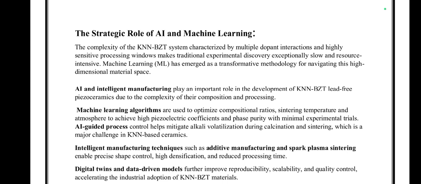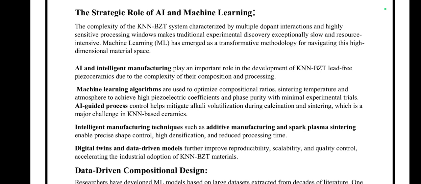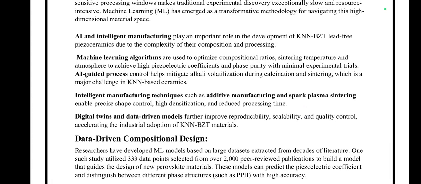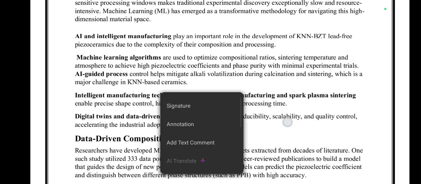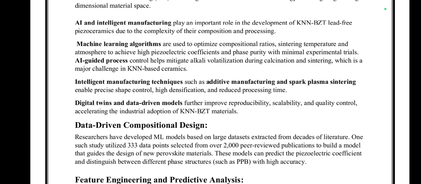If we talk about AI and machine learning in the synthesis of the material KNN-BCT, the complexity of the KNN-BCT system, characterized by multiple dopant interactions and highly sensitive processing windows, makes traditional experimental discovery exceptionally slow and resource intensive. Machine learning has emerged as a transformative methodology for navigating this high dimensional material space. AI and intelligent manufacturing play an important role in the development of KNN-BCT lead-free piezoceramics due to the complexity of their composition and processing.